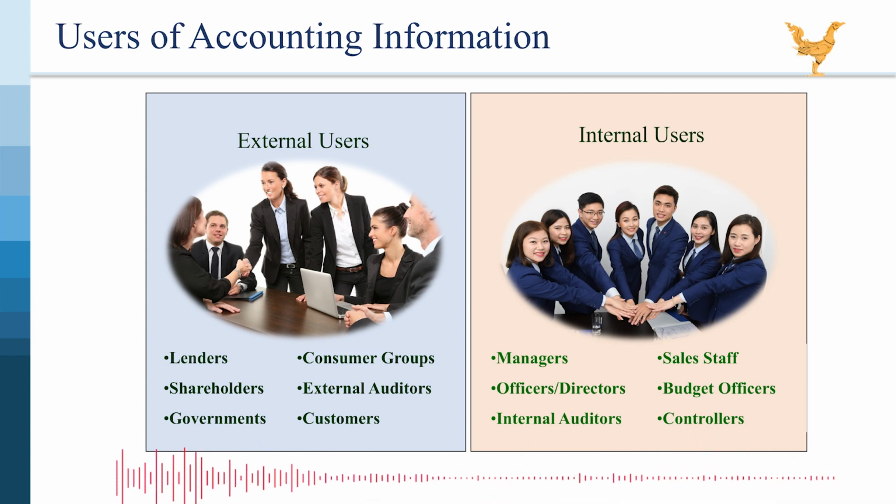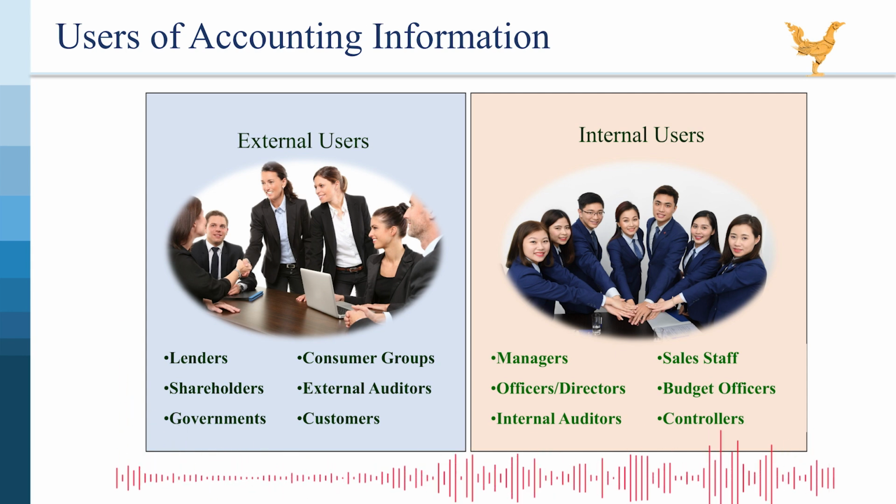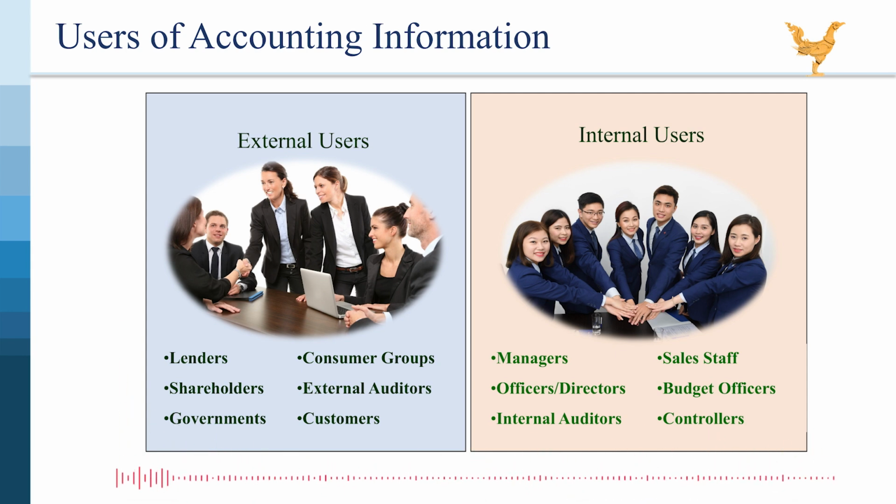Sales staff. Sales teams may use financial reports to track sales targets, identify profitable products or customer segments, and make informed decisions about sales strategies. Budget officers. Budget officers use financial reports to develop and monitor budgets, track actual results against planned performance, and identify areas for improvement. Controllers. Controllers are responsible for overseeing the accounting and financial reporting processes. They use financial reports to ensure accuracy, completeness, and compliance with accounting standards.